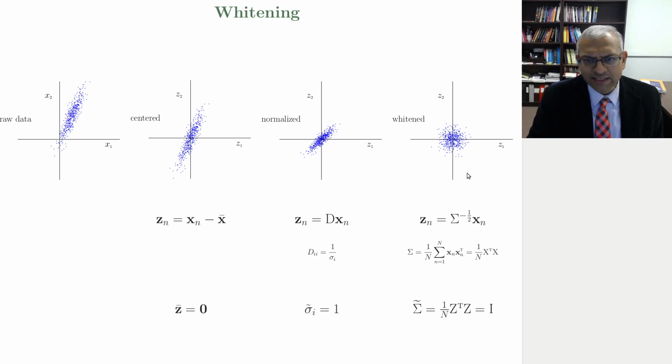Now, whitening is not necessarily something that everyone always does, but it can be useful if you're not going to do anything more sophisticated afterwards. So once you whiten data, these dimensions can be treated independently.